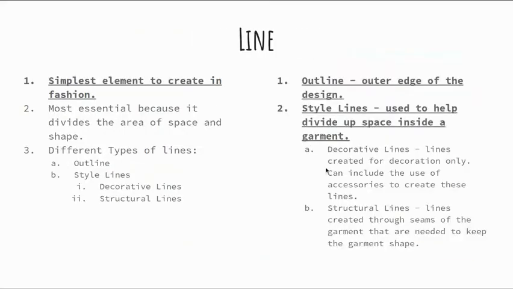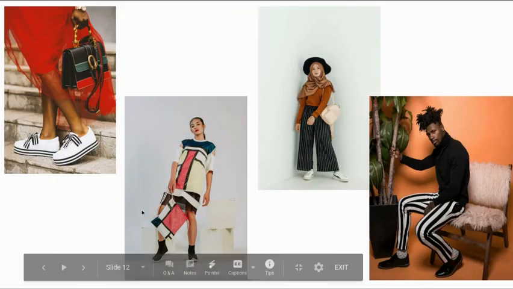Okay. So that's just a really quick recap over what color and lines are. Here's a bunch of other examples. Again, these are all decorative lines.